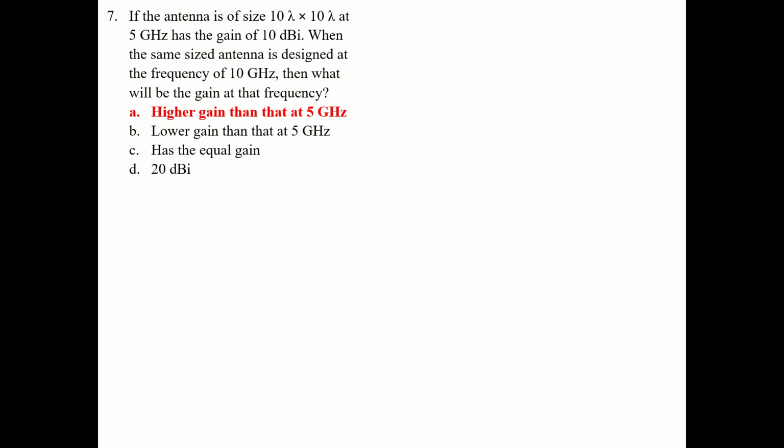Again I repeat: here 10 lambda is not a general size. Lambda corresponds to 5 gigahertz, and it has a gain of 10 dBi. When the same size aperture is designed at the frequency of 10 gigahertz, what will be the gain? Obviously, gain is directly proportional to frequency for a given aperture size.